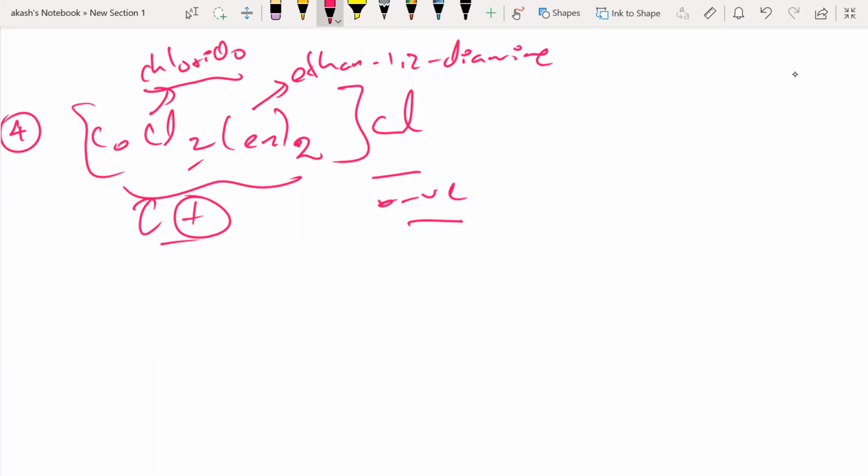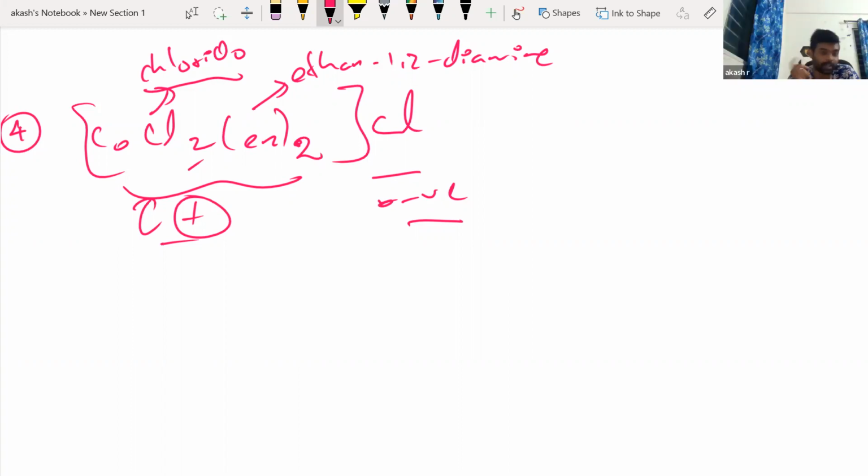Dichloro. That's how we write. Dichlorido. Then ethane 1,2. Then cobalt. Then the oxidation state. Oxidation state is what? Guys, how many of you are sitting with a pen and a notebook? If you are not sitting with a pen and a notebook, this does not make sense.